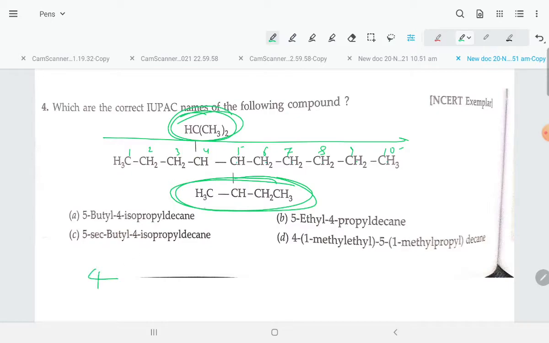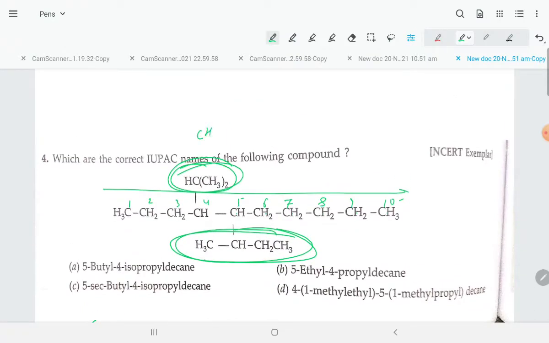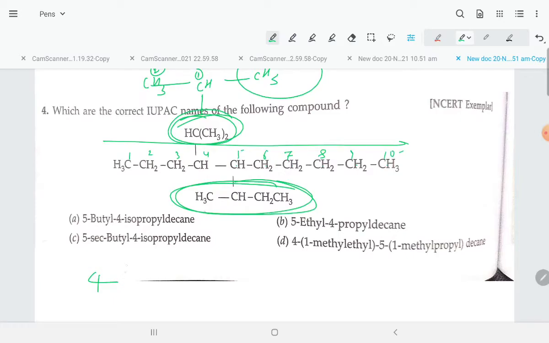On the fourth position, this compound is something like that: CH is there, here is CH3, and this side also CH3 is there, right? So what will it be? It will be methyl, because this is 1, 2, so this will be the side chain. So that is 1 methyl and ethyl it will be. So I am writing, student, 1 methyl, then the parent will be ethyl.